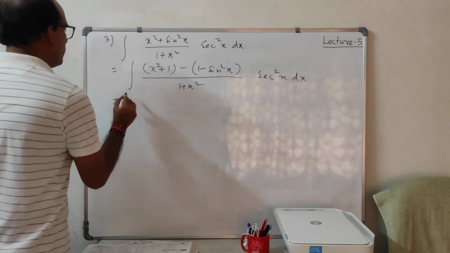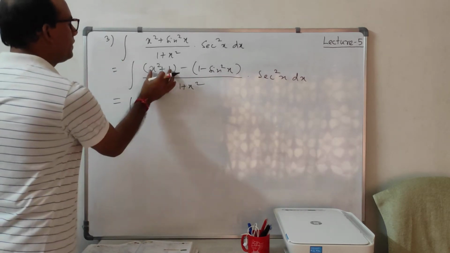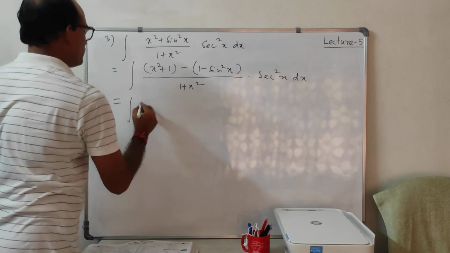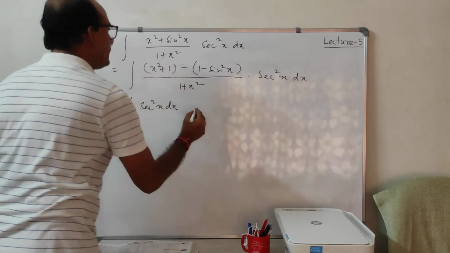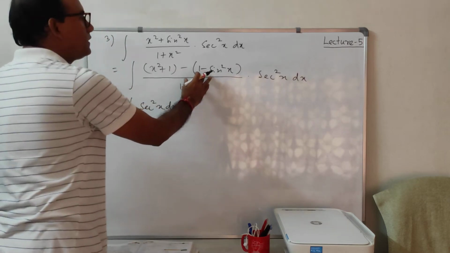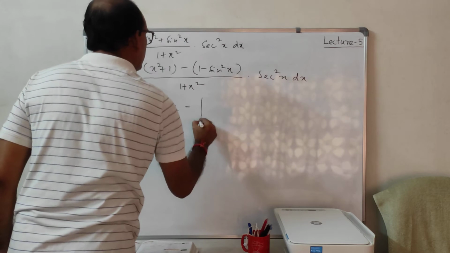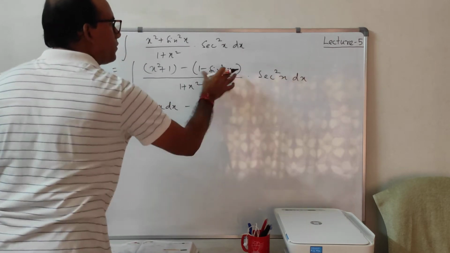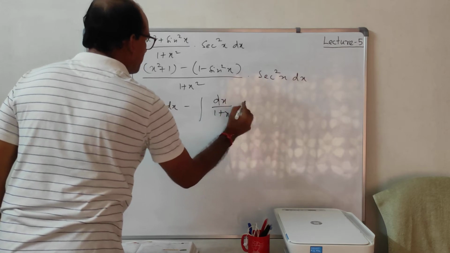Okay. So now I am parting this. See, this by this is 1 into sec square. So this will be sec square x dx, and this is cos square. 1 minus sin square is cos square into sec square, which is 1. So this becomes 1. So this is dx by 1 plus x square.